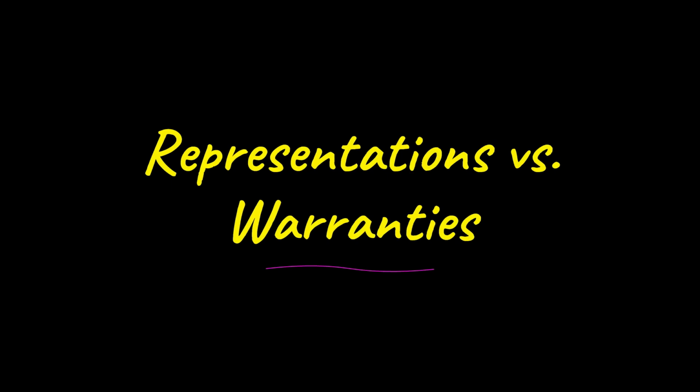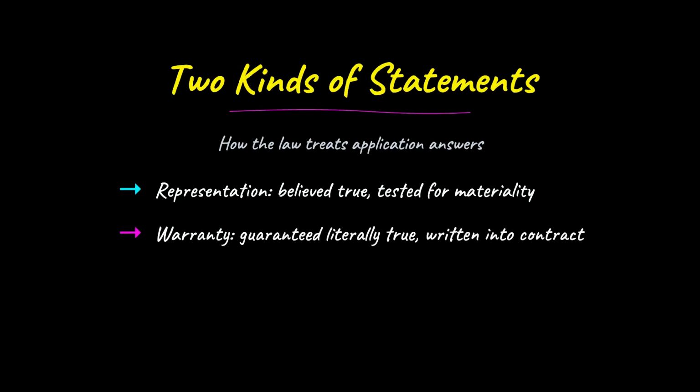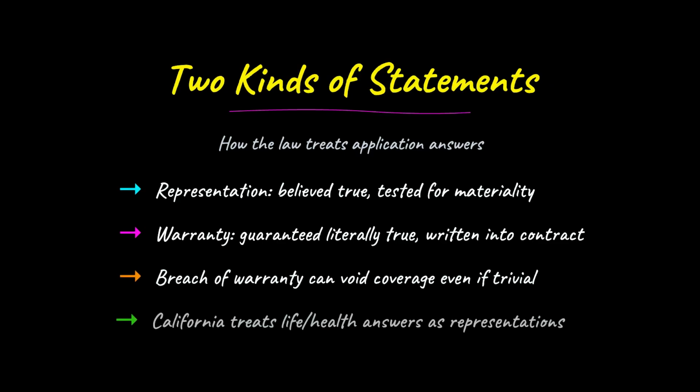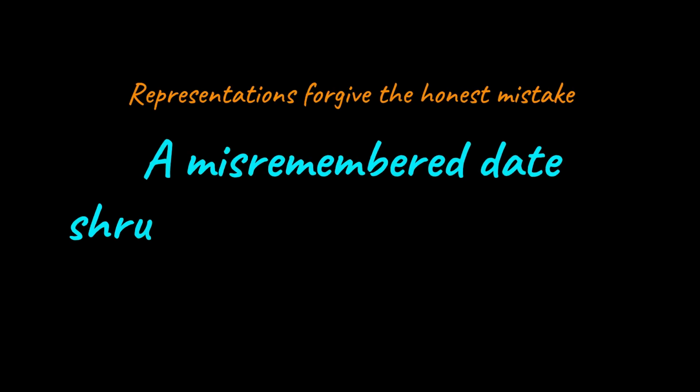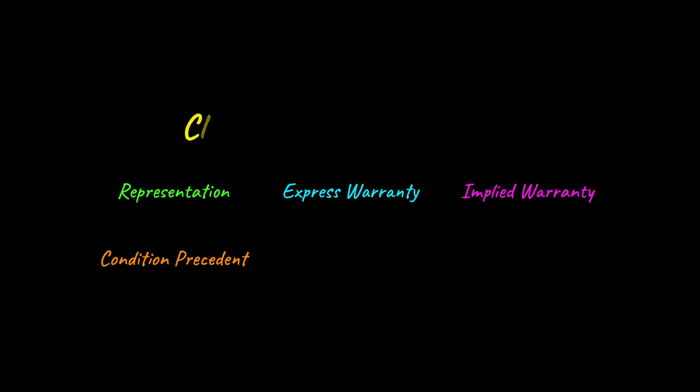When an applicant answers a question falsely on a life or health application, whether that mistake voids the policy depends on one hidden classification. Is a statement a representation or a warranty? A representation is simply what the applicant believes to be true, and it only threatens coverage if it's both false and material. A warranty is a guaranteed, literal promise baked into the contract where even an innocent, immaterial slip can void the policy. Treating answers as representations protects people who misremember dates or round numbers, because only a falsehood significant enough to change the insurer's underwriting decision can undo the policy.